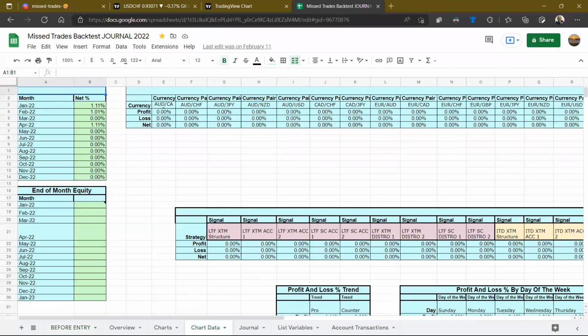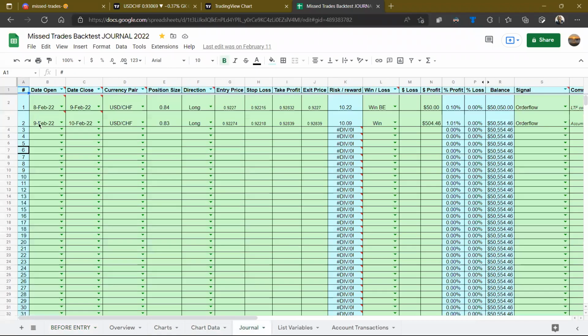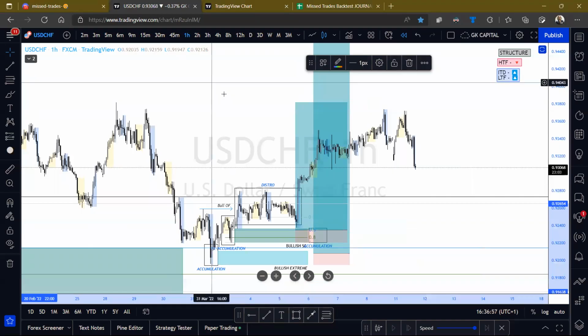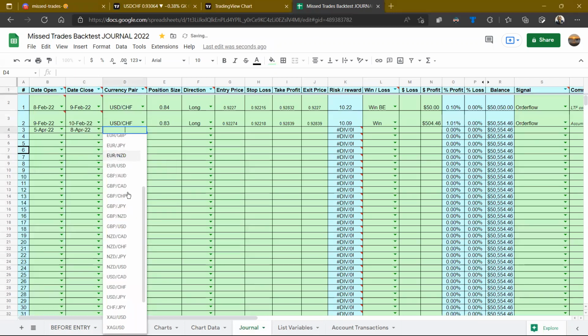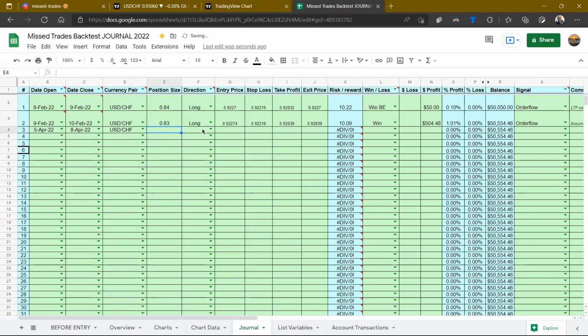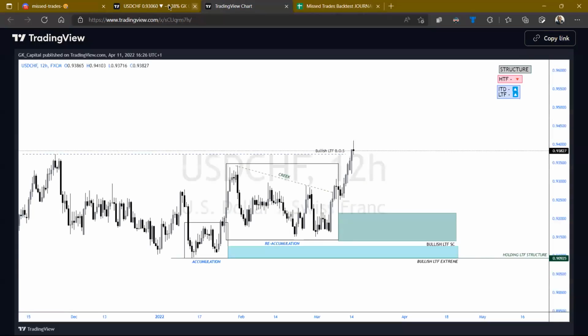So journal. So this was on the 5th, and date close, that wouldn't really matter. I'll just put till the end of the week, which was the 8th, wasn't it? Yeah, 5th to the 8th. And then again, this is USD CHF. Okay, so this is slingshot.